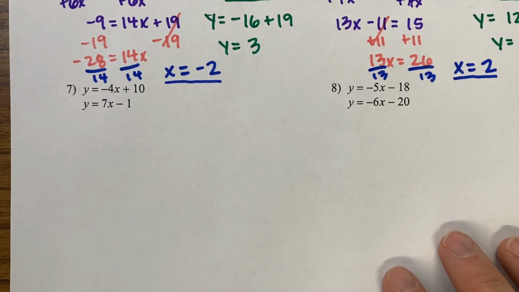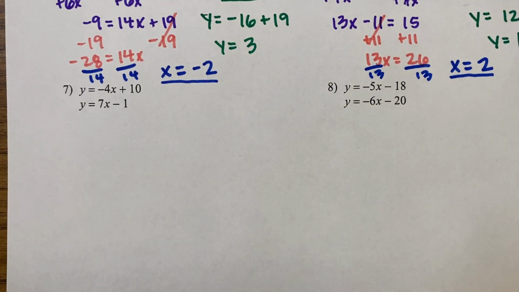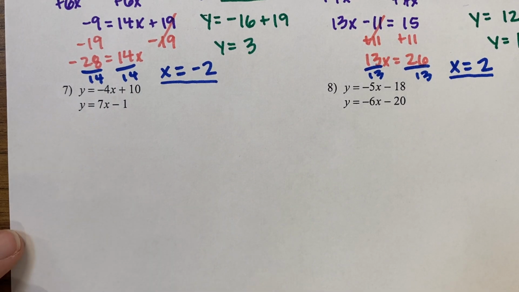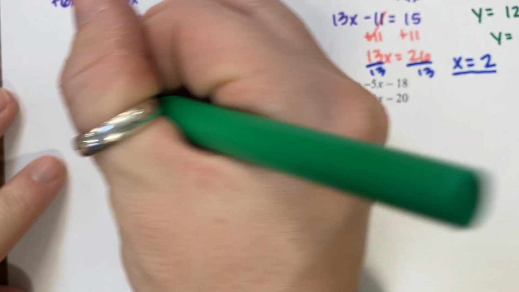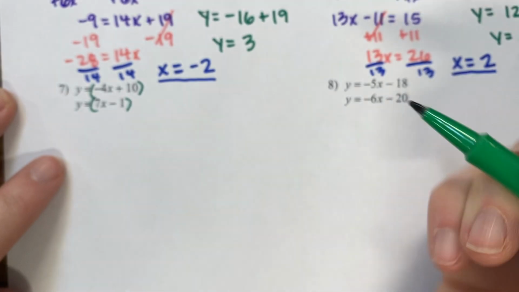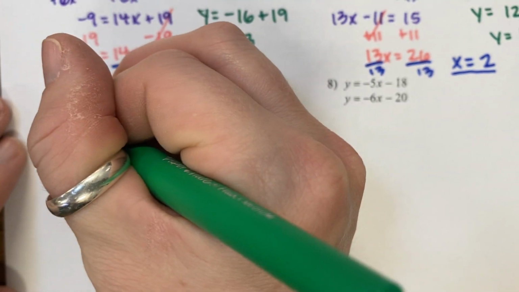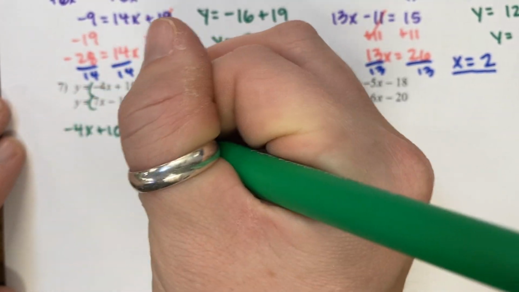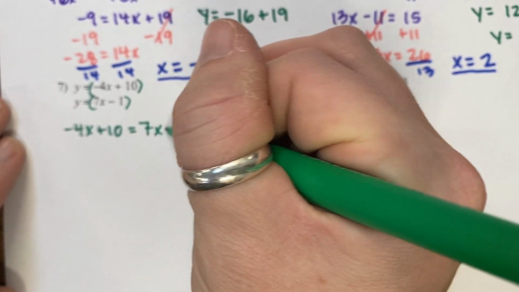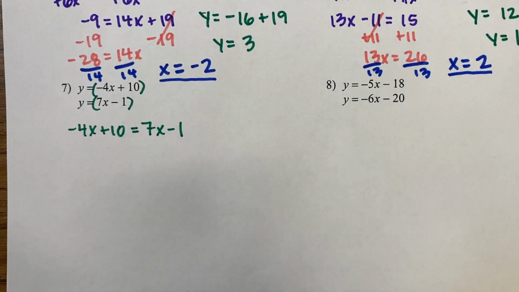Okay, number 7. Last two examples. They're both set equal to y, which means they equal each other. So we have -4x plus 10 equals 7x minus 1.